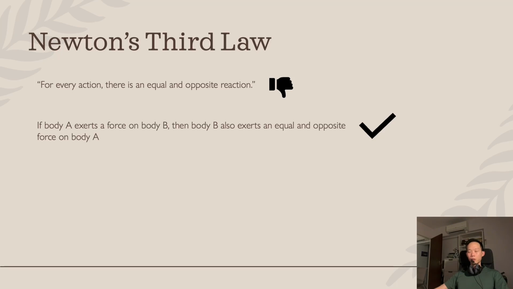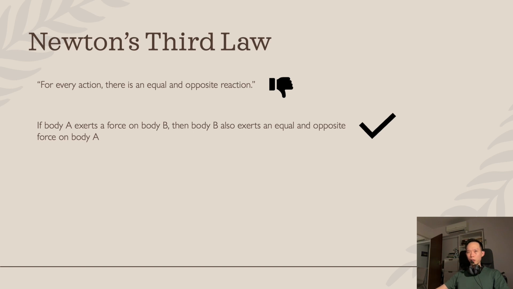So when I ask my students about Newton's third law, if they have studied, most of the time what they will say is this first line here: for every action there's an equal and opposite reaction. Now this is an okay way of describing Newton's third law, but not very good for answering questions where you have to find which of the following is an action-reaction pair.